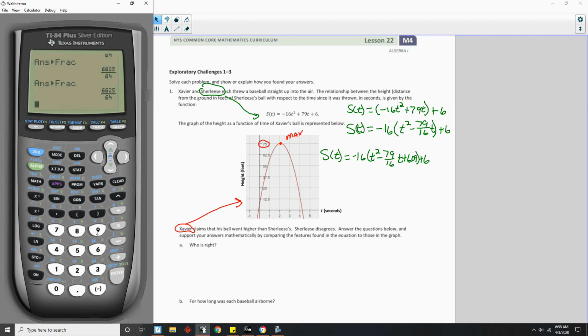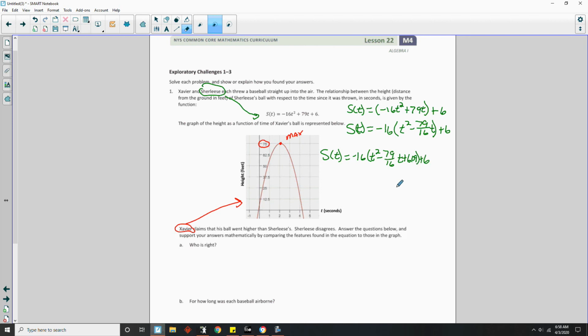I don't want a fraction. 6625 divided by 64 is a decimal of 103.5. Let's just round that to 103.5. All right. So that's going to change this 6 to 103.5 because I've already figured in the 6. So it's going to be 103.5.